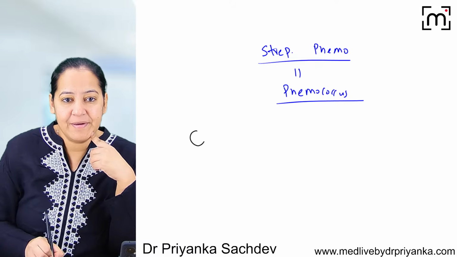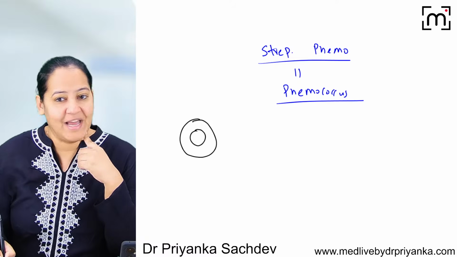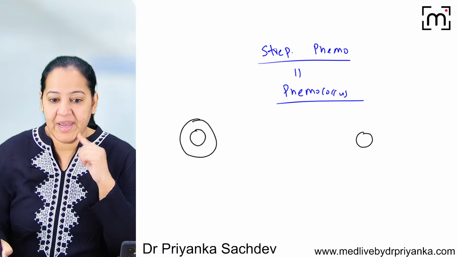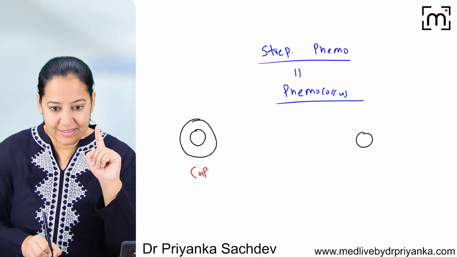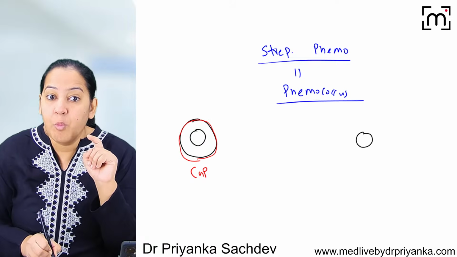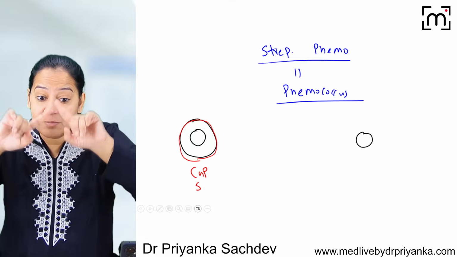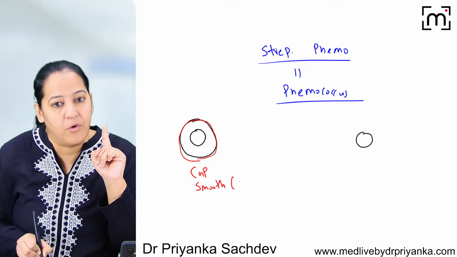Let me draw. See the first type, it has the capsule. And see the second type, it doesn't have the capsule. The first type, which is capsulated, you can see the capsule is present. These are known as smooth form because the capsule is giving smoothness. These are known as smooth form or S form.